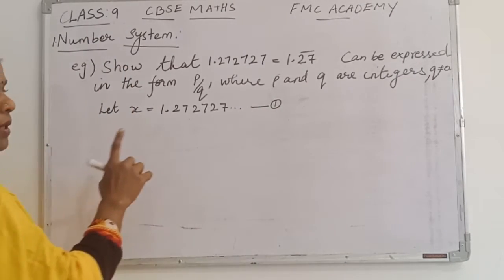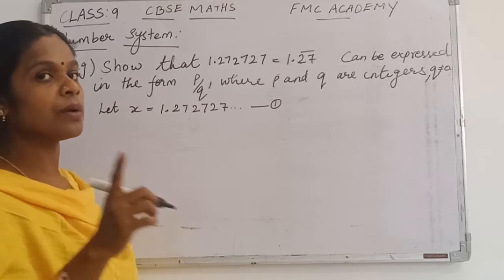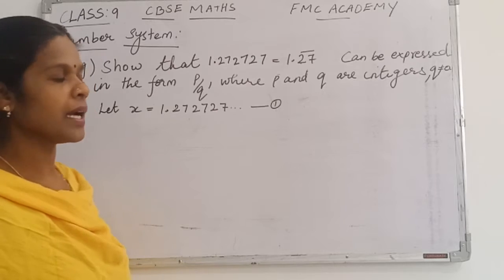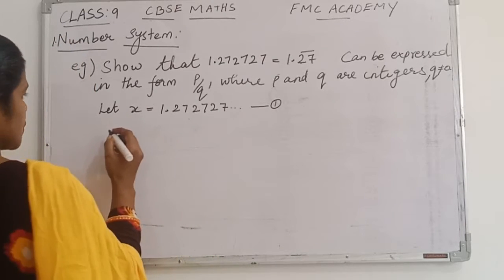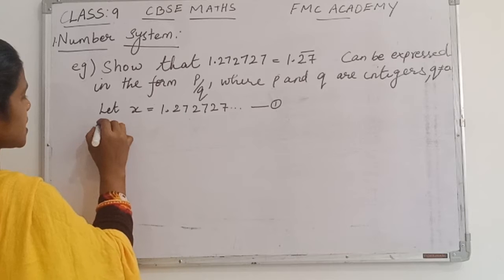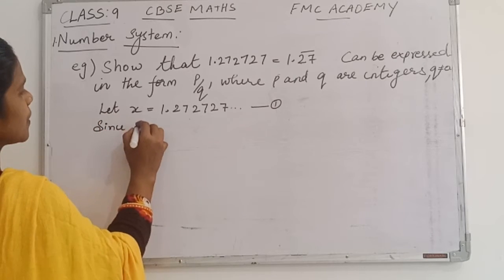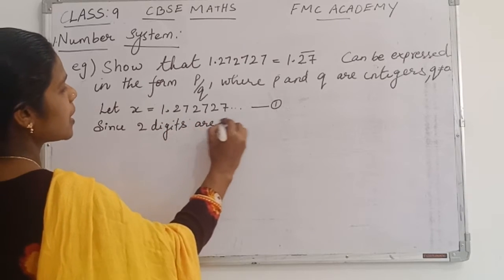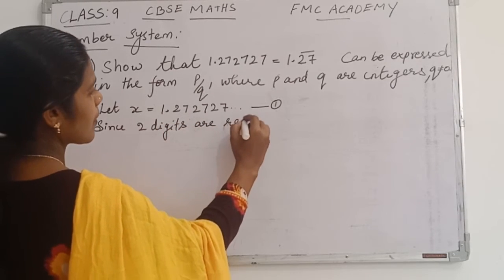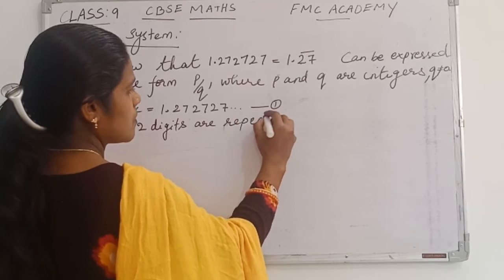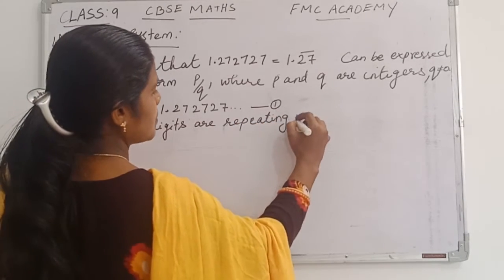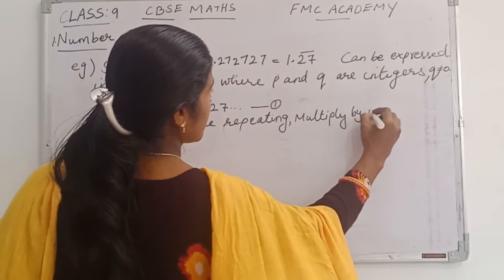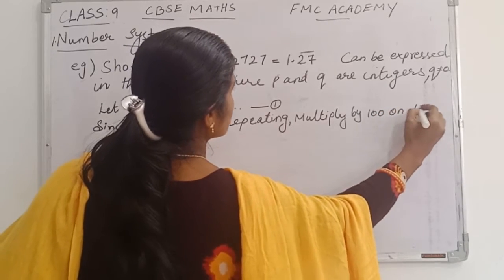Then, as I told you, according to the number of digits repeating, you have to select the number. So how many digits are repeating here? Two digits are repeating. So it means you have to take 100 and multiply it on both the sides. Since two digits are repeating, multiply by 100 on both sides.